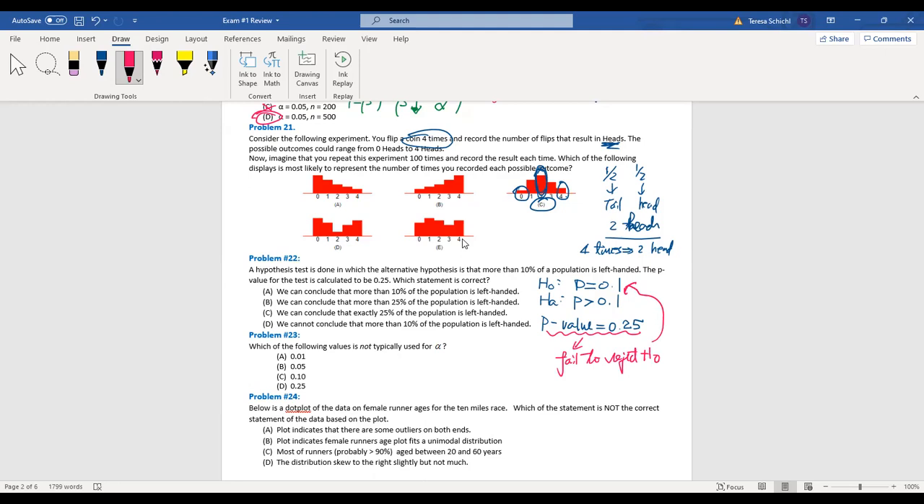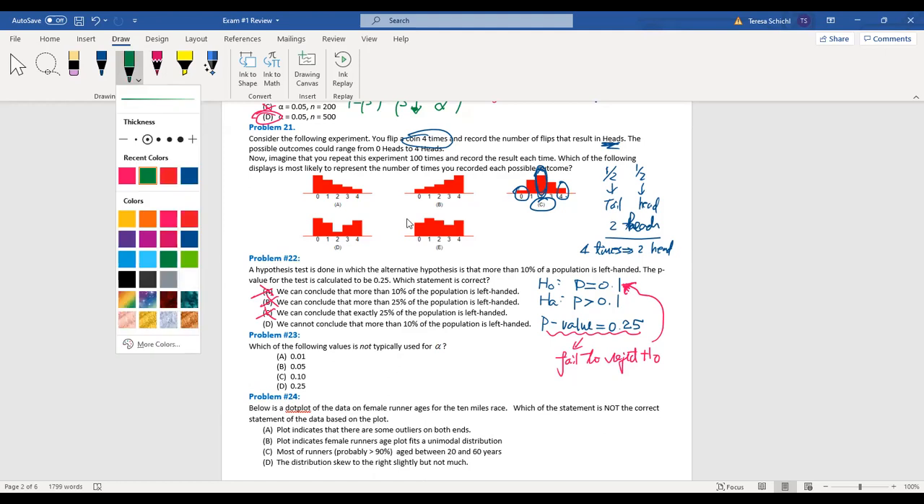Let's see here. We can conclude that more than 10% of the population is left-handed? No, we fail to reject, so this is not true. We can conclude that more than 25% of the population is left-handed? Oh no, because the p-value is not the 25% of the population. Part C says we can conclude exactly 25% of the population is left-handed? No, the p-value is not this.